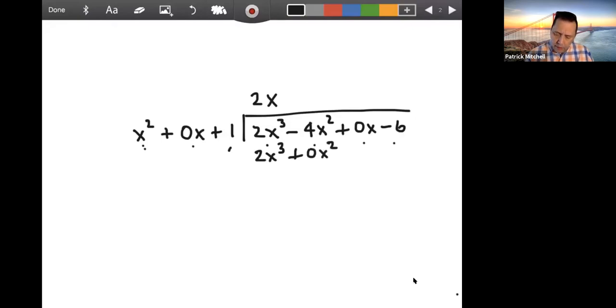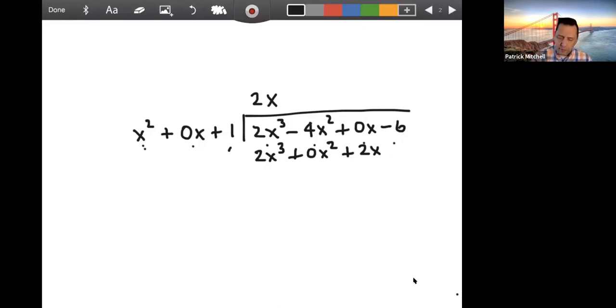2x times 1 is 2x. All right, so the reason that I want the placeholders is because if I had just had an x squared plus 1 over here, this multiplication would have given me 2x cubed plus 2x, which of course is correct, but I have a feeling the 2x probably would have ended up in the wrong spot. It would have ended up maybe under the negative 4x squared, okay? We always want like terms to line up.